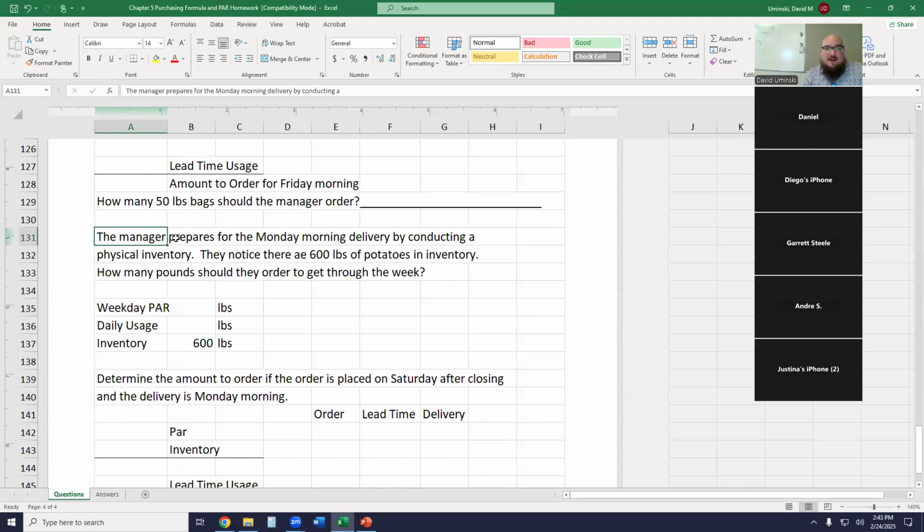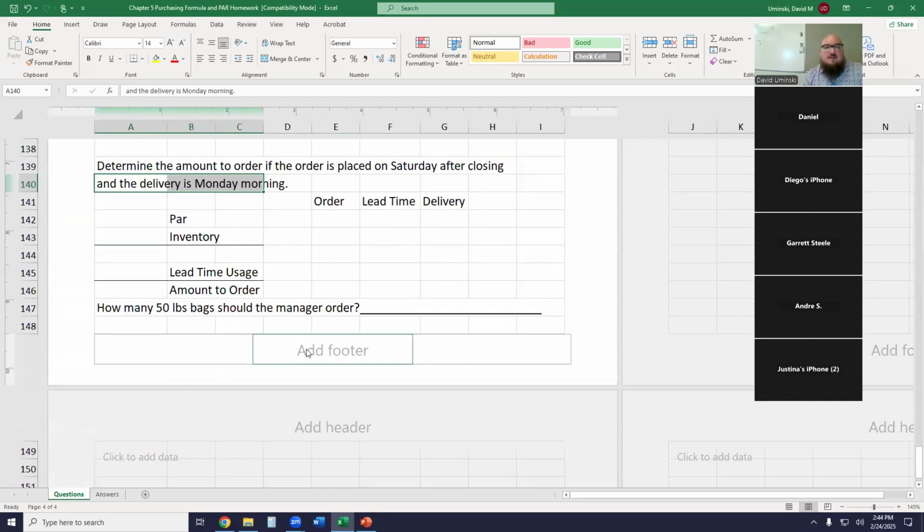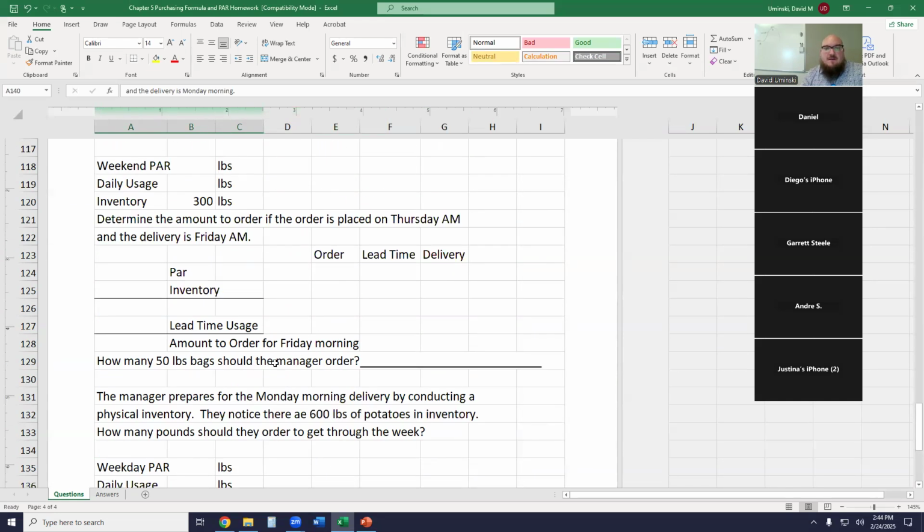And then the next one, the manager prepares for the Monday morning delivery. They notice there's 600 pounds of potatoes in inventory. Determine the amount to order if the order is placed Saturday after closing and delivery is Monday morning. Okay, so answer those two and then bring your answers up to me, or those of you who are on Zoom, you can type yours in the chat and I will double check your work.